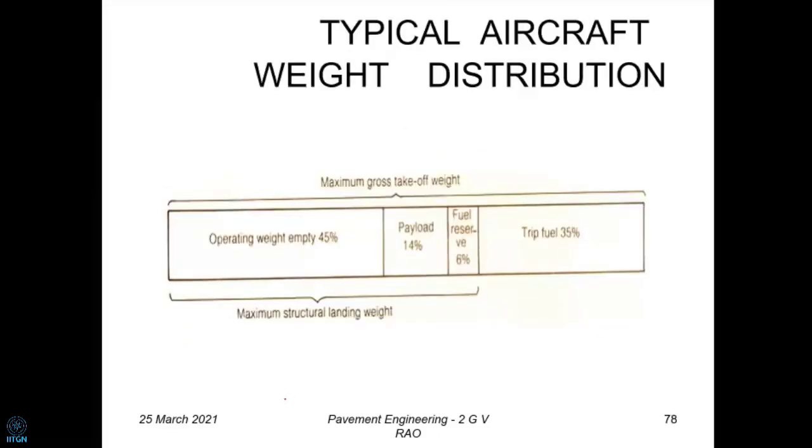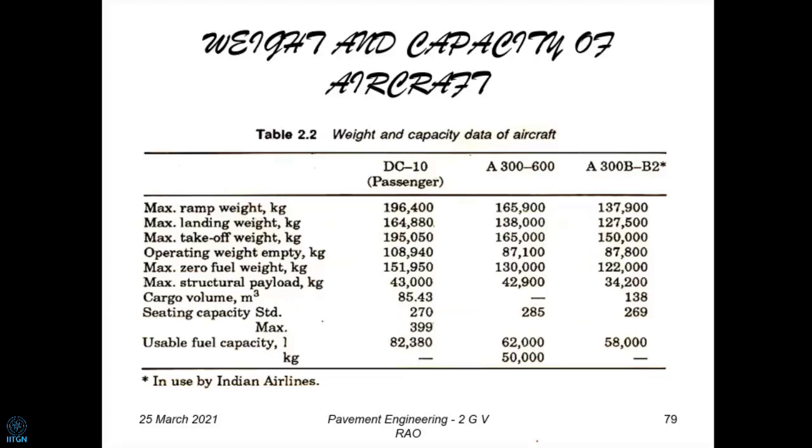Normally, operating weight empty is about 40%, payload is going to be 14%, trip fuel is going to be 35%, and then fuel reserve to go to the next airport if we can't land at the design place, 6%. So if the maximum gross takeoff weight is so much, the payload, which really pays them, is going to be only 14%. That's why the operation of the aircraft is quite expensive, because you can't carry so much. You can carry loads, but the actual load, payload as we call it, is always a very small fraction.